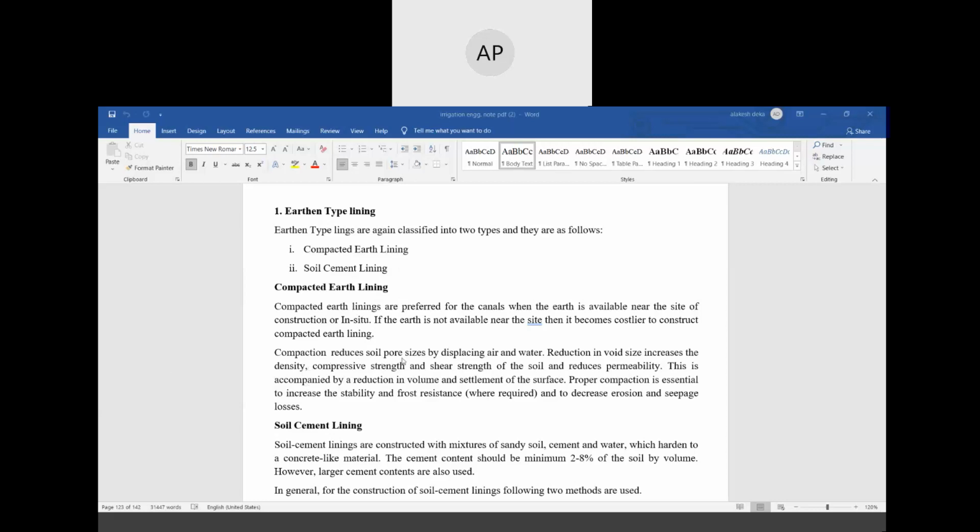Compaction reduces soil pore size by displacing air and water. Reduction in void size increases the density, compressive strength, and shear strength of the soil and reduces permeability. This is accompanied by reduction in volume and settlement. So proper compaction is essential to increase the stability and frost resistance and to decrease erosion and seepage losses.